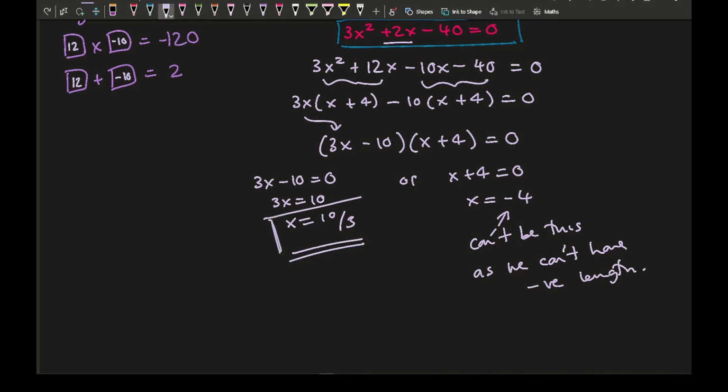And again, you can either write it as 3 1/3. Personally, I would leave it as a fraction, so x equals 10 over 3 centimetres. And there we go.